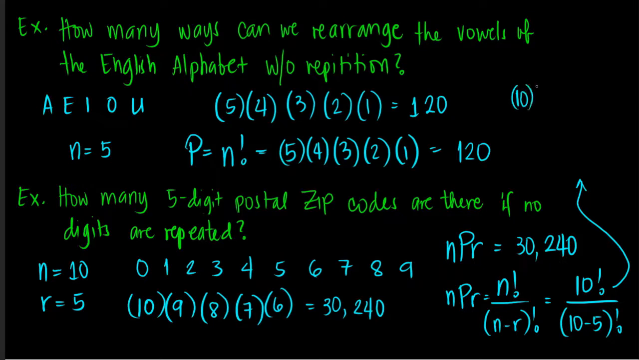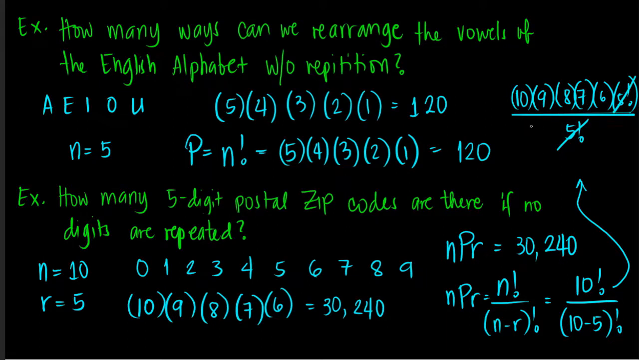10, 9, 8, 7, 6, so 5 factorial. Kaya di ba kabalo ka nga, 5 factorial is 5, 4, 3, 2, 1. Ang imo naman nga sa dalom niya is n minus r, so 10 minus 5. That's 5 factorial. So, this will cancel out.